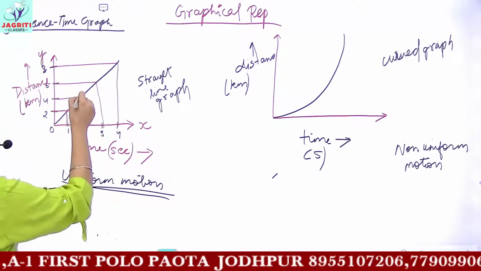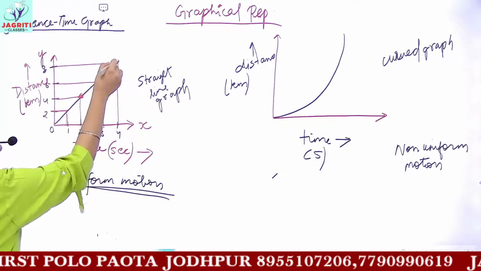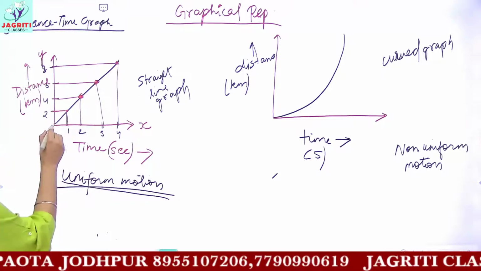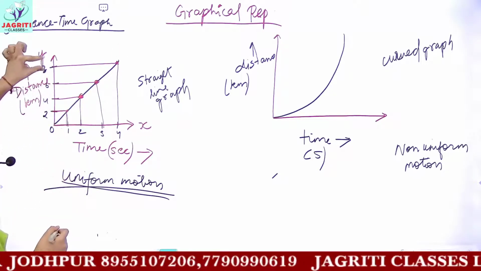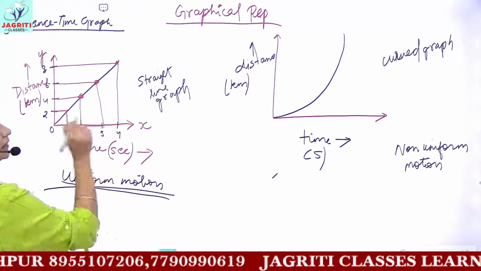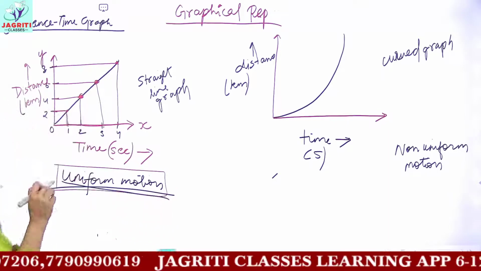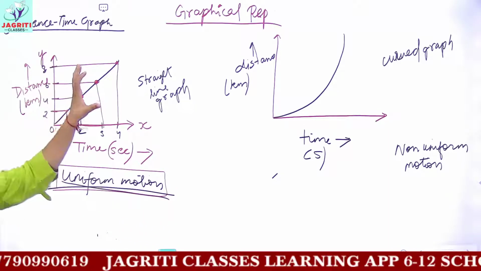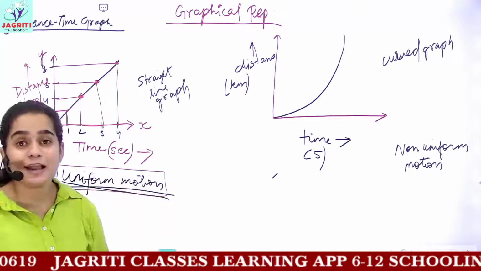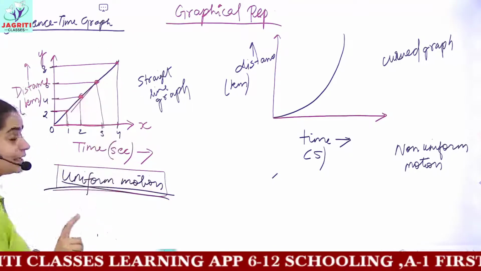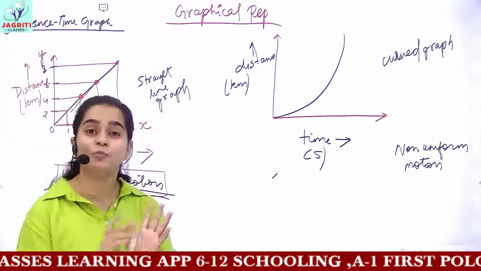So we see that all the points which we are getting lie on a straight line. And hence, because the object is covering 2 kilometers in every 1 second, we say that the object is moving in a uniform motion. So if you plot the graph with the given values, and you get all the points on a straight line, then you say that this graph is for uniform motion.